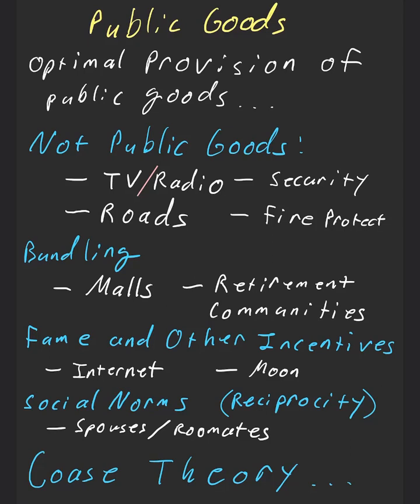My guess is, if you were as wealthy as Elon Musk, one of the things you might be thinking about is, how do I get people 100 years from now to remember my name? Private travel to the moon is probably a great answer to that, right? Okay, how about social norms, reciprocity, right? So some things are public goods, right?